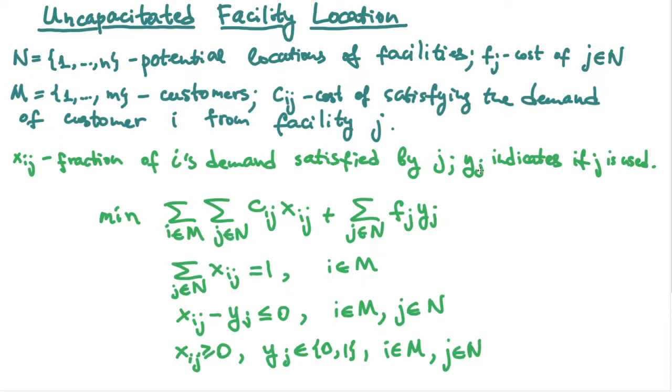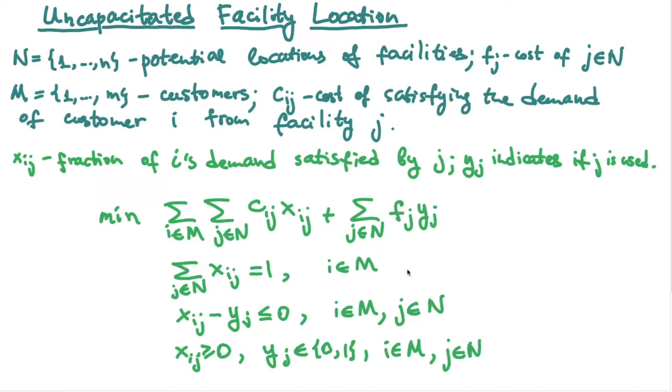And then the binary variables y_j indicate if the location j is open and serves the customers. So then the overall cost consists of two parts. The first part is the cost of satisfying the demand. We look at the summation of all c_ij x_ij for this part, and then this is the fixed charge cost of opening the facilities at the different locations.